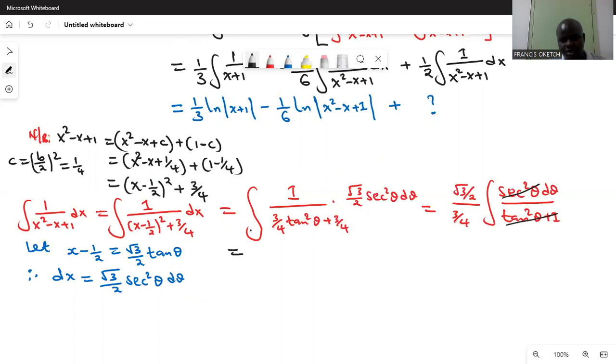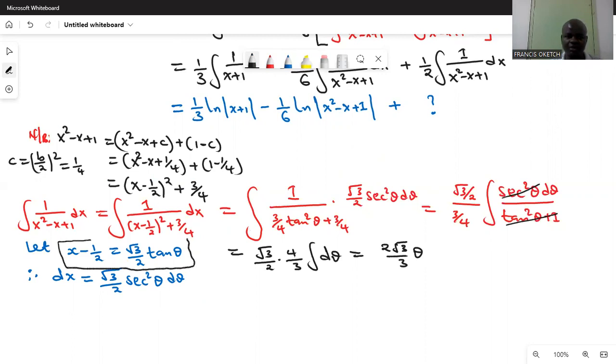So this can be written as root 3 over 2 divided by 3 over 4. So it's the same as root 3 over 2 times 4 over 3, times the integral of d theta. And so when you simplify, you get 2 root 3 over 3 theta. And when you replace theta, we make theta the subject from here.